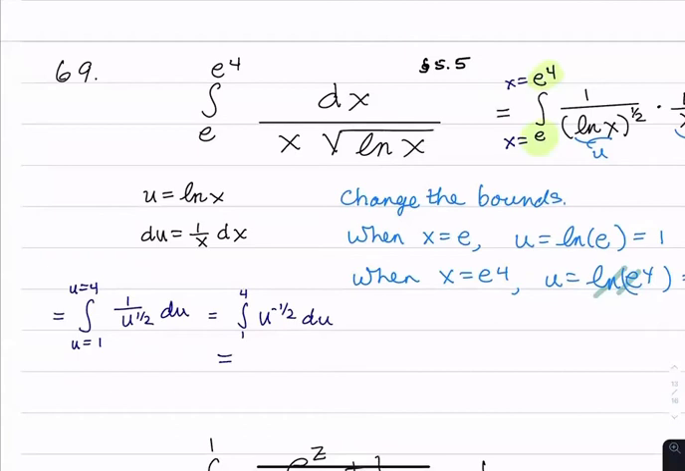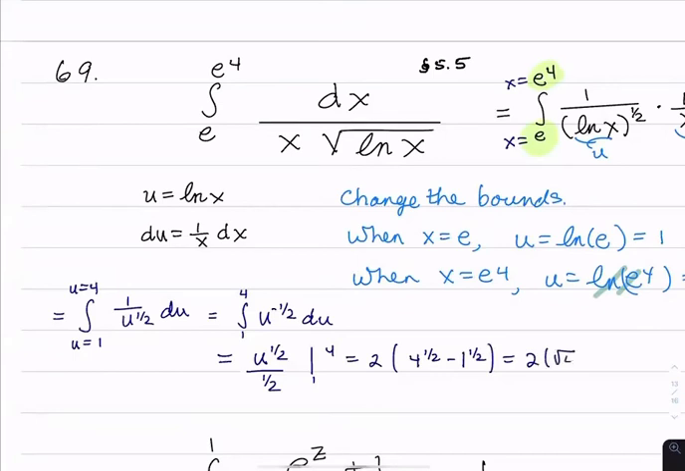Now I have u to the negative 1/2. I add 1, I get u to the 1/2. Divide by 1/2. Some people just right away multiply by the reciprocal of that 1/2. And I'm going to go from 1 to 4, which turns out to be not so bad. The reciprocal of 1/2 is 2, and I'll put 4 to the 1/2 minus 1 to the 1/2. So it's 2 times the square root of 4 minus the square root of 1. So it's 2 times (2 minus 1), which is equal to 2. It's a pretty good problem.